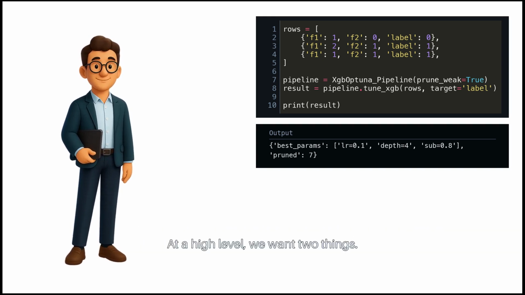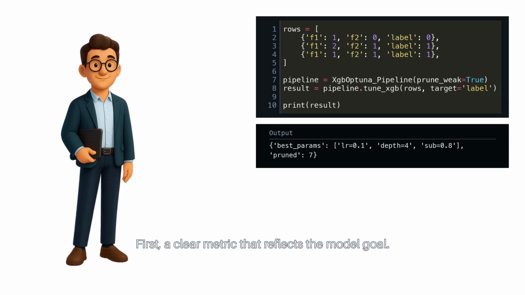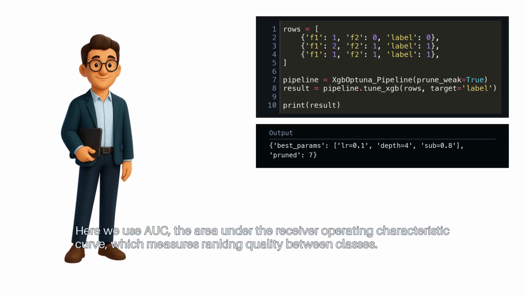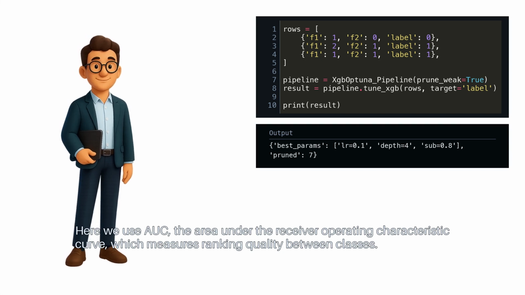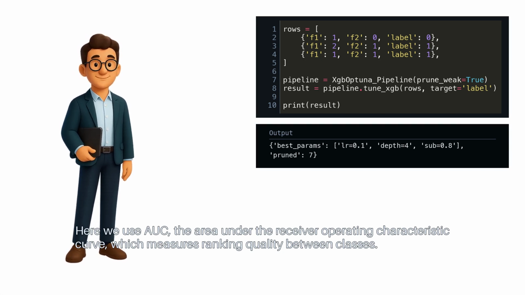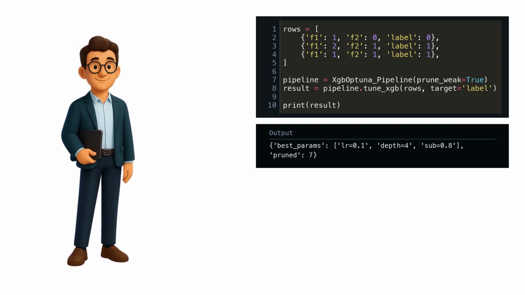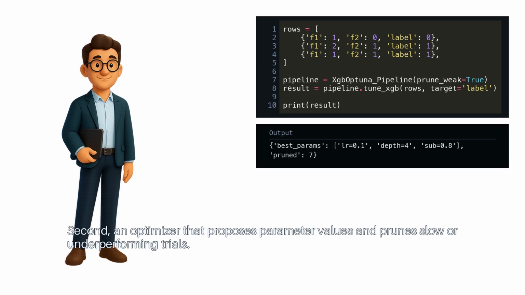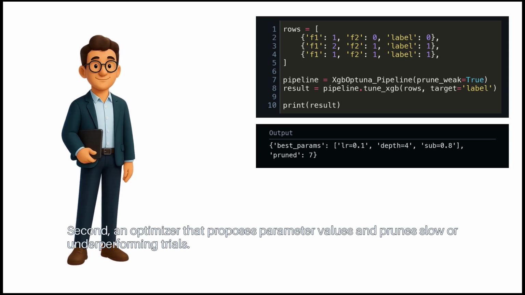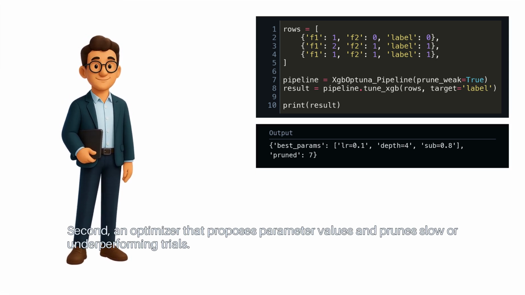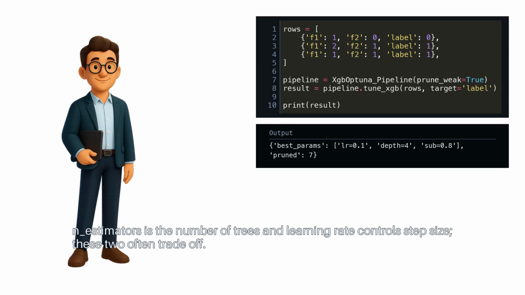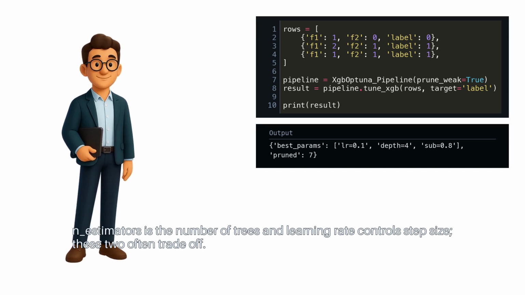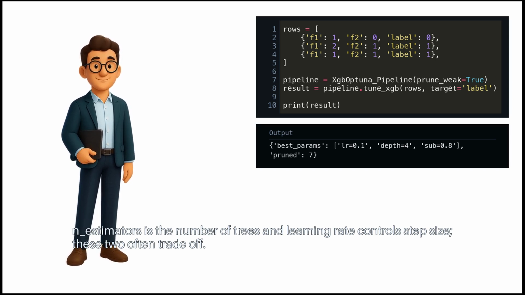At a high level, we want two things. First, a clear metric that reflects the model goal. Here we use AUC, the area under the receiver operating characteristic curve, which measures ranking quality between classes. Second, an optimizer that proposes parameter values and prunes slow or underperforming trials. N estimators is the number of trees, and learning rate controls step size. These two often trade off.